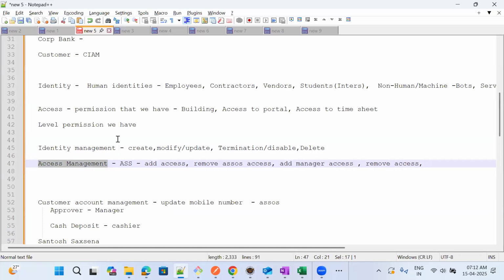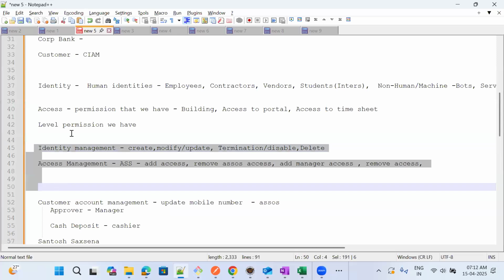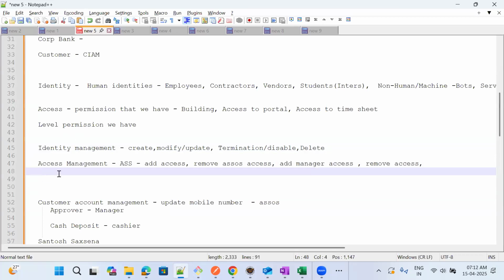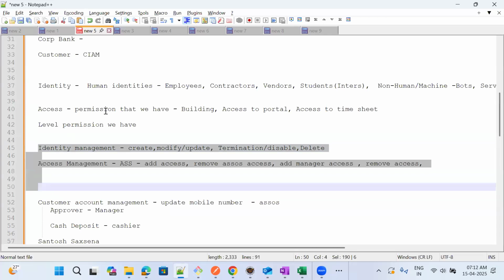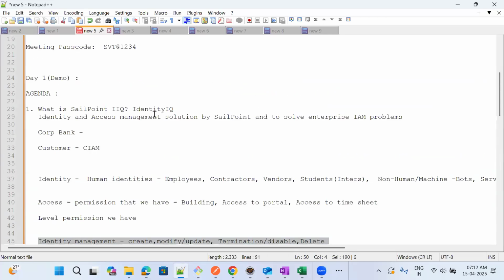So basically, with the SailPoint IIQ tool, we are going to perform all of these activities. We'll create an identity, and provide access to that particular identity to an application. We can modify the access of that particular user in that application. We can remove it. We can disable the identity. We can enable the identity, everything. We perform all of these activities using our SailPoint IIQ tool.